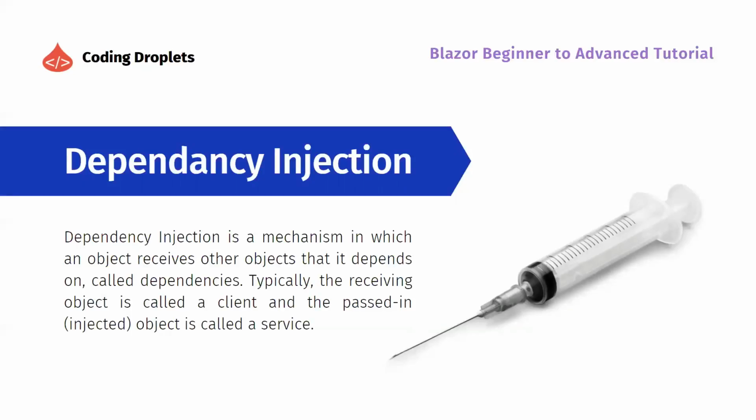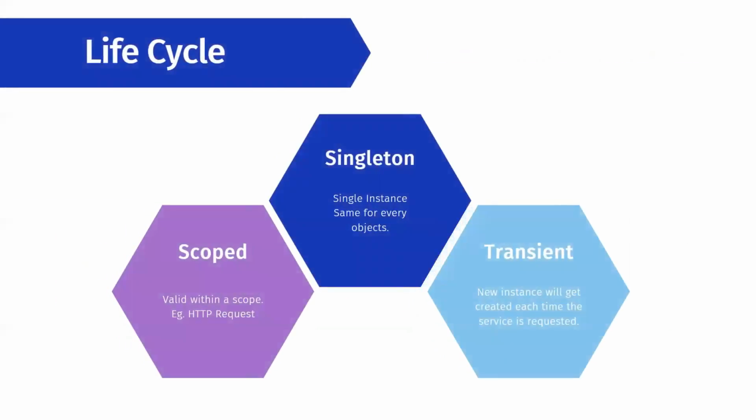Now, there are different life cycles for dependency injection. The first one is scoped. The scoped life cycle is valid within a scope, for example, an HTTP request. The second one is singleton. Singleton will have a single instance of the class, and it will be the same for every object. The third one is transient. Transient means it will create a new instance each time the service is requested.